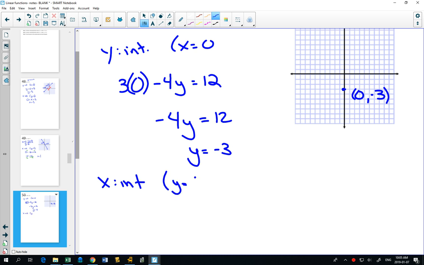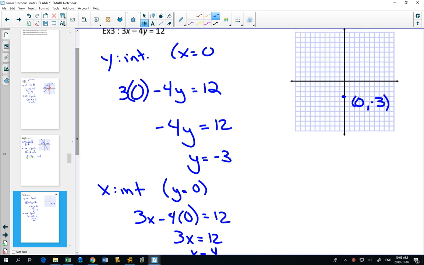again, that's where y is equal to 0. Then you would have 3x minus 4 times 0 equals 12. So 3x is equal to 12. Divide by 3. X is equal to 4. And draw your line through those points.